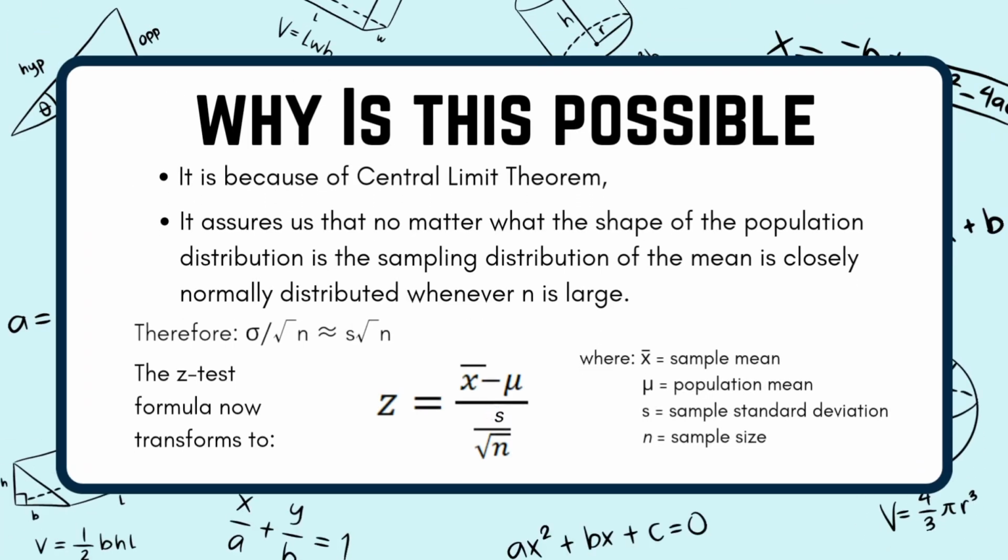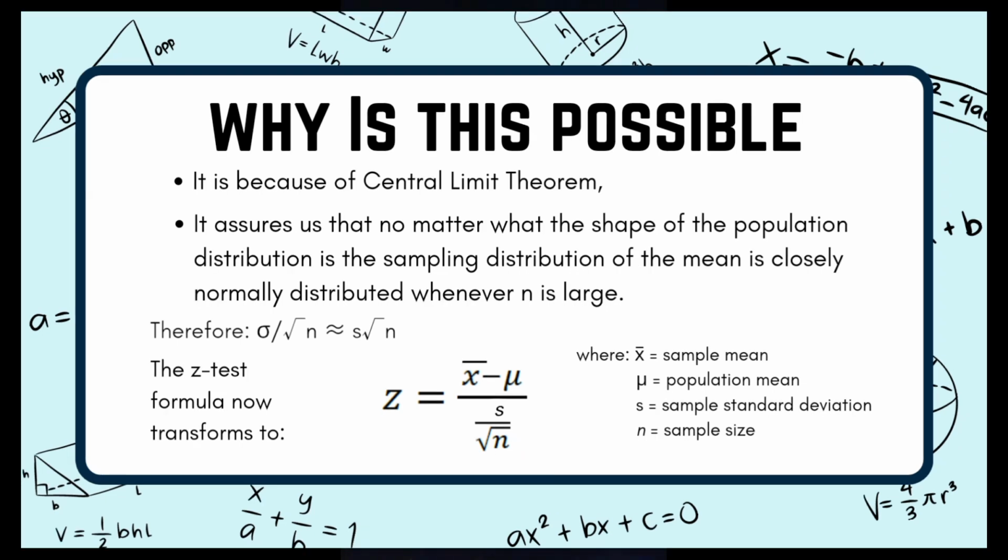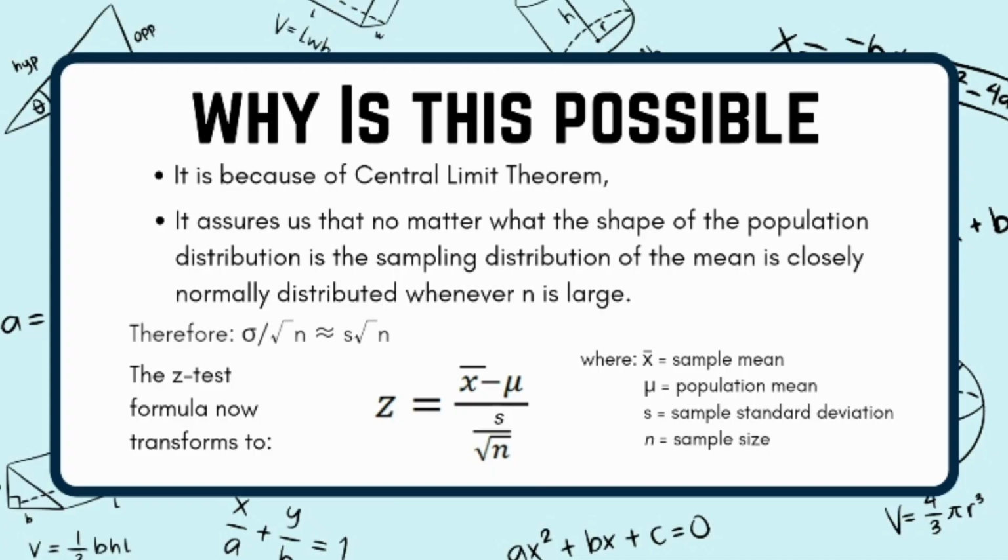This is possible because of the central limit theorem, which states that the distribution of sample means approximates a normal distribution as the sample size gets larger, regardless of the population's distribution. This theorem assures us that no matter what the shape of the population distribution is, the distribution of the mean is closely normally distributed whenever n is large. Therefore, population standard deviation over the square root of sample size n is approximately equal to sample standard deviation over the square root of sample size n.